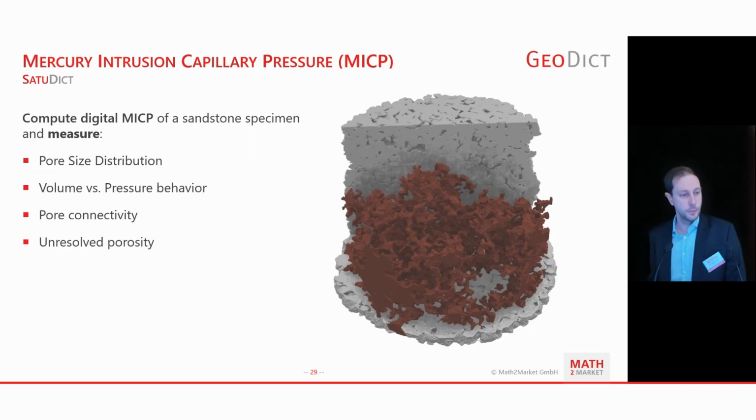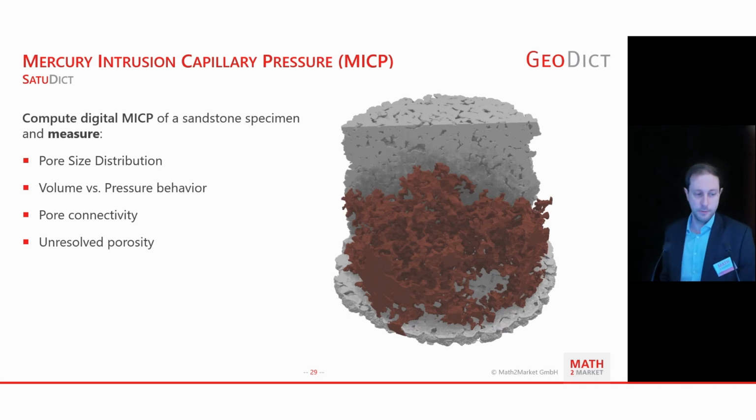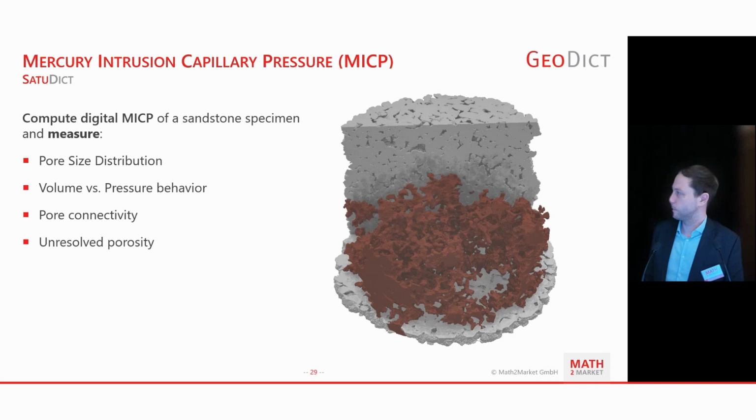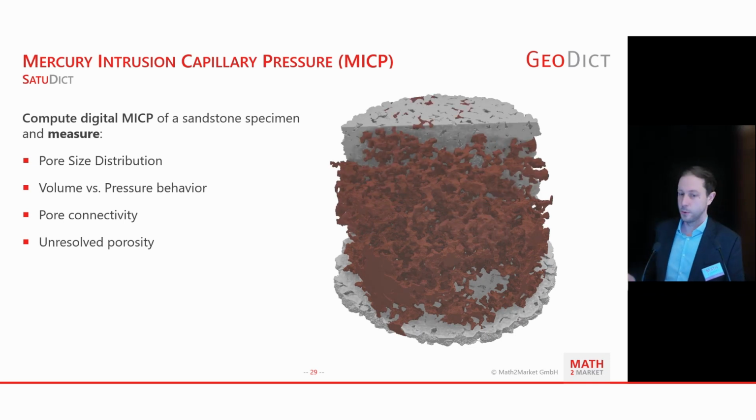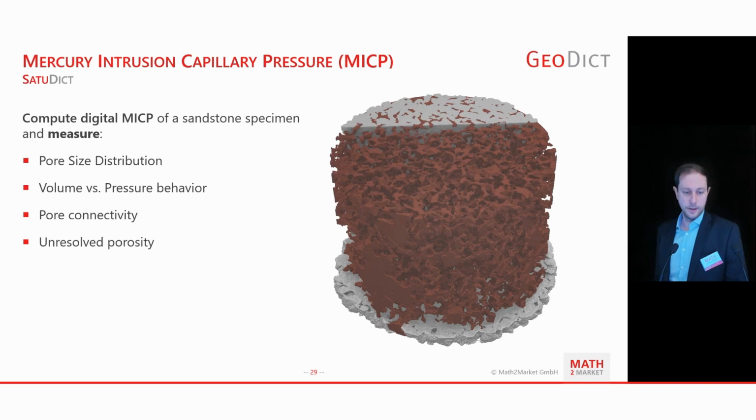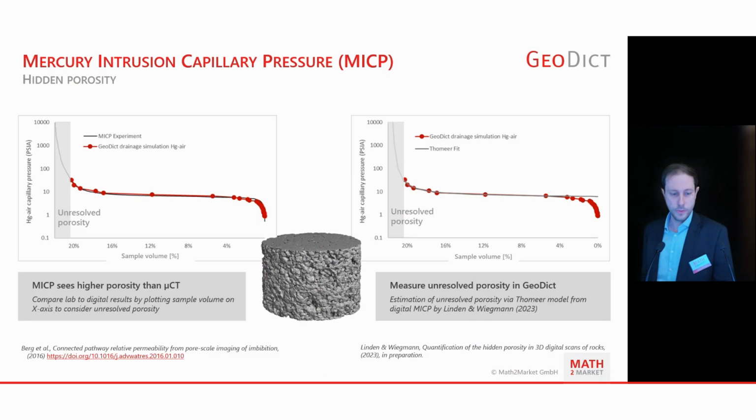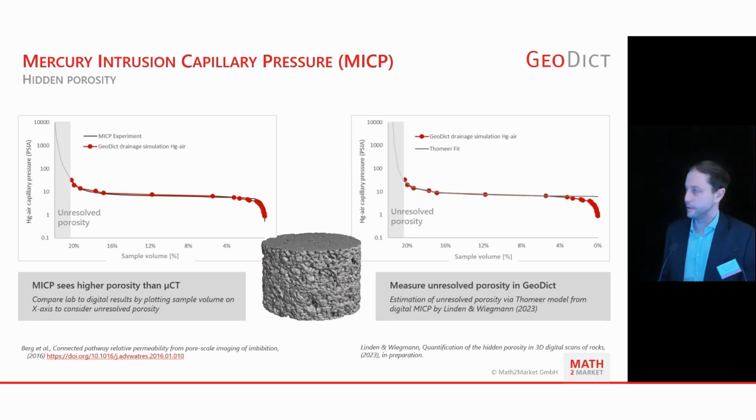Next example here is the mercury intrusion capillary pressure. You may have seen that already yesterday. We here compute the digital MICP, and we can measure pore size distribution and connectivity and even unresolved porosity. It looks something like this. Also a really nice visualization of this process where mercury is pushed into the rock sample to fill up the pore space step by step.